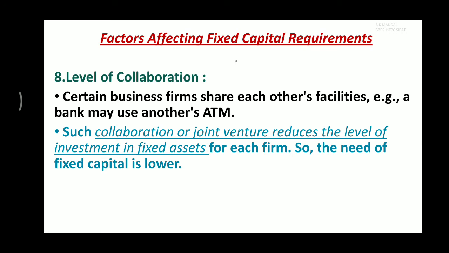Where there is a joint venture, the requirement of fixed capital will be less, because two or more parties are jointly giving the funds. So individually the requirement of fixed capital for the company or the firm decreases. So in case there is a collaboration or joint venture, the requirement of fixed capital will be lower. However, where there is no collaboration, no joint venture, in that case certainly the requirement of fixed capital will be more.